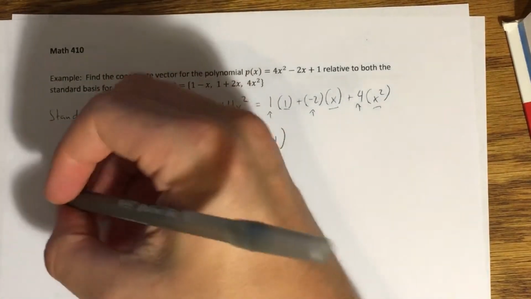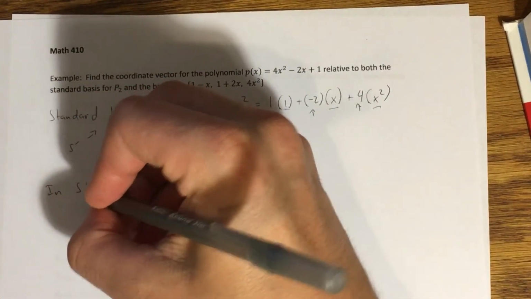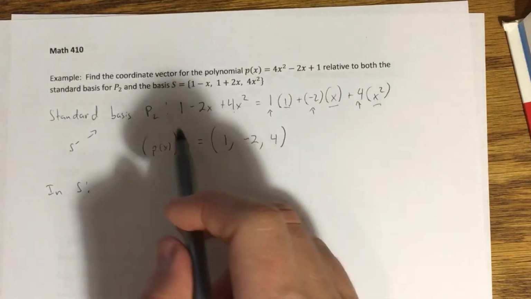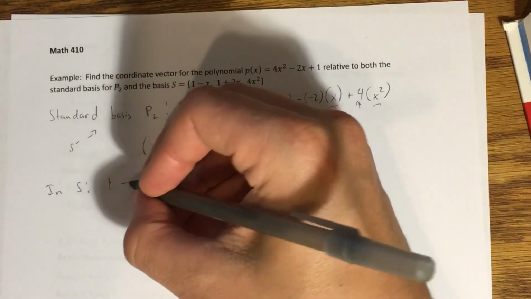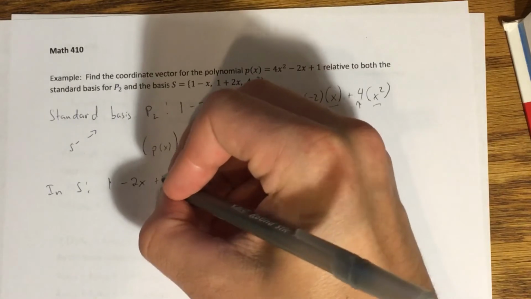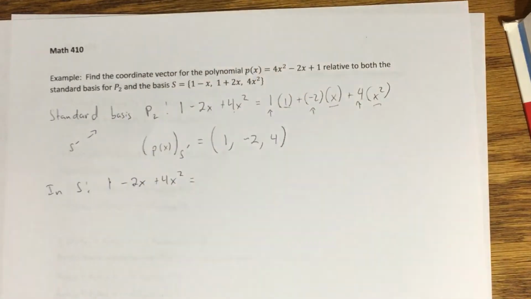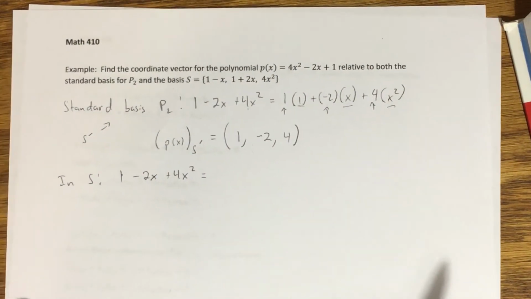So illustrating that, we're going to use this new basis here. In the basis S, how do we take this polynomial, 1 minus 2x plus 4x squared, and write it as a linear combination of those three vectors, which we're guaranteed to be able to do because, again, it is a basis. We're not proving it. We're just taking that for granted here.